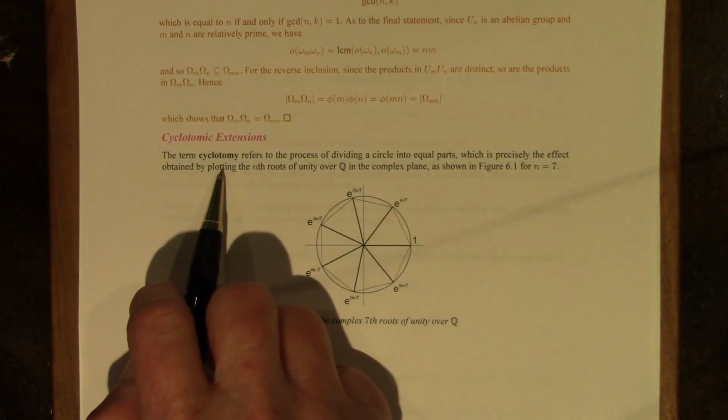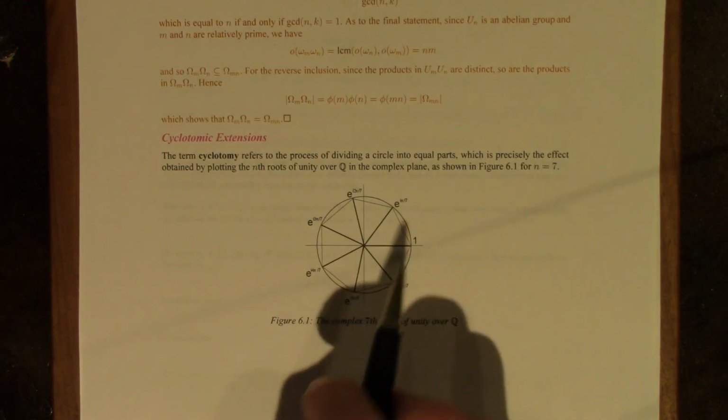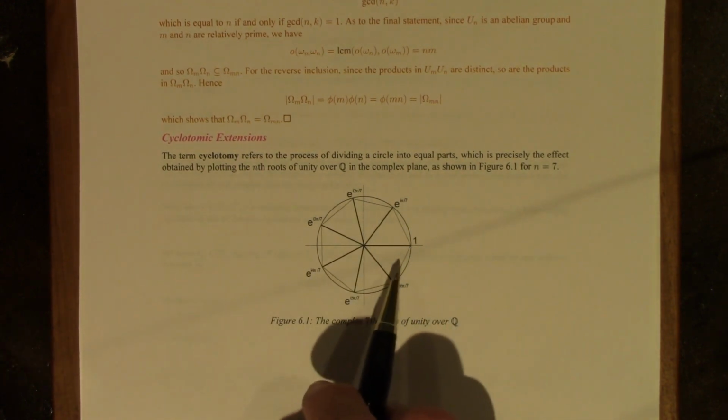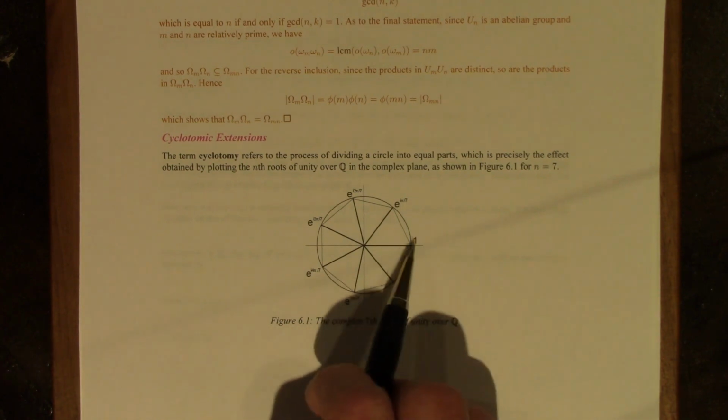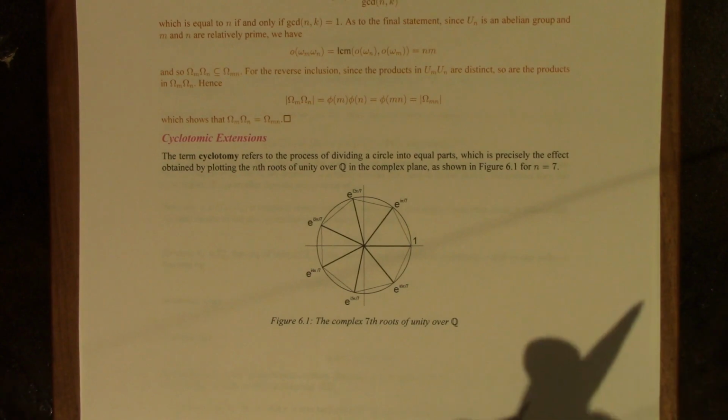The term cyclotomy refers to the process of dividing a circle into equal parts. And that's precisely the effect obtained by plotting the nth roots of unity over the rationals in the complex plane. So this is an example here of plotting the seventh roots of unity, these points here. And that divides the circle into 7 equal arcs.